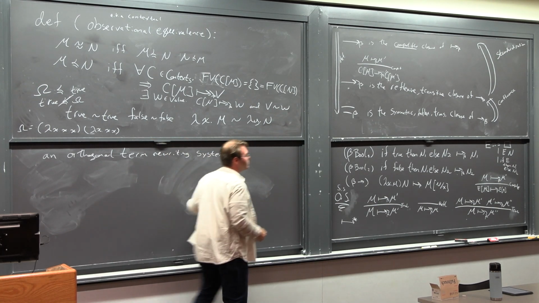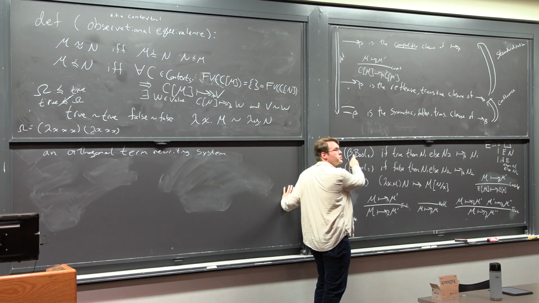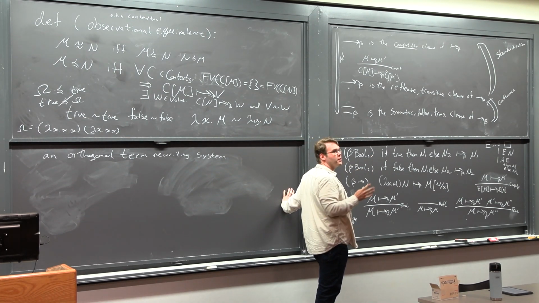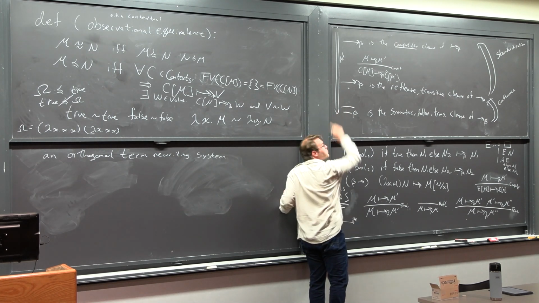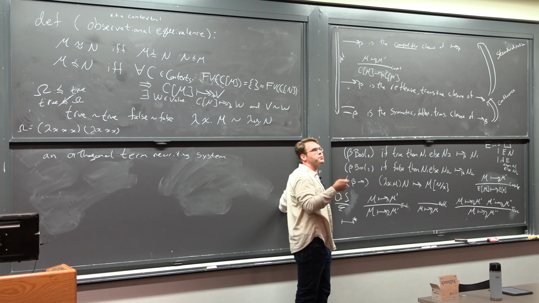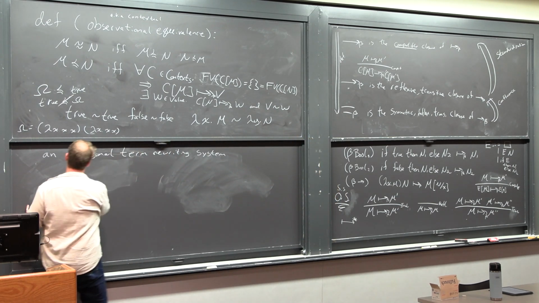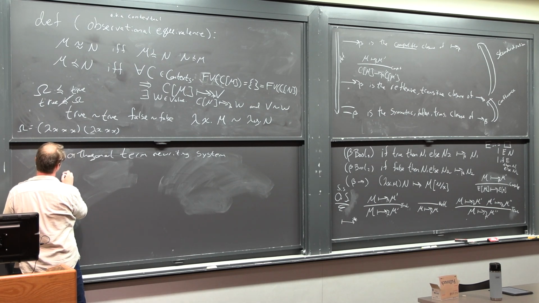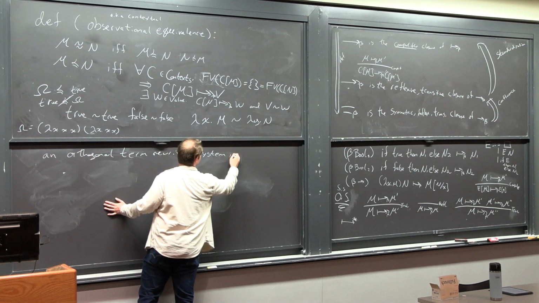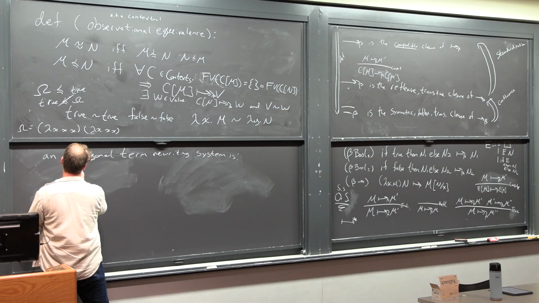So it's talking about the rules that we're using. It's saying pick some rules that you want on whatever grammar of syntax you want. I don't really care. And then we're going to be talking about the reflexive transitive compatible closure of those reduction rules. That's a term rewriting system. And it's orthogonal if it has these two properties. So is it left linear?